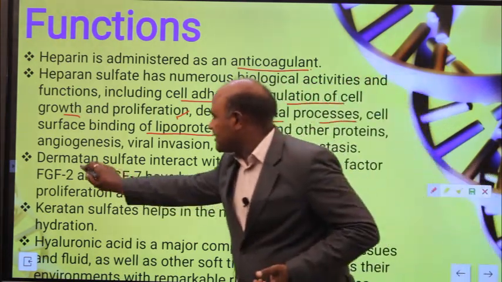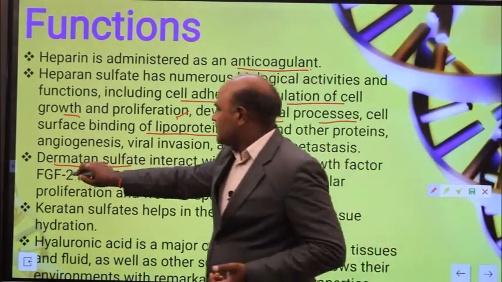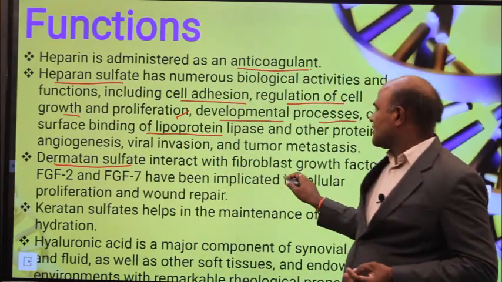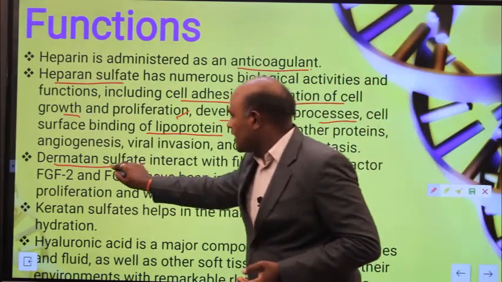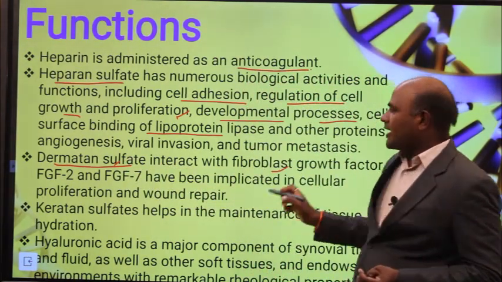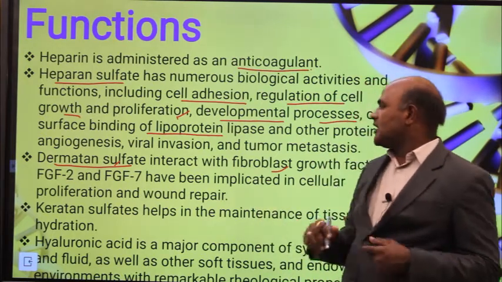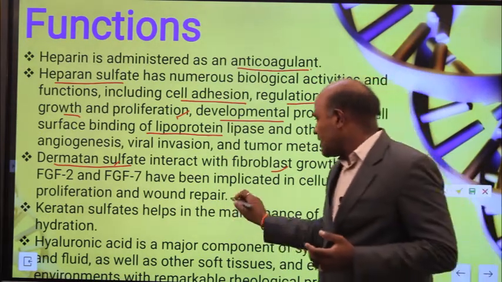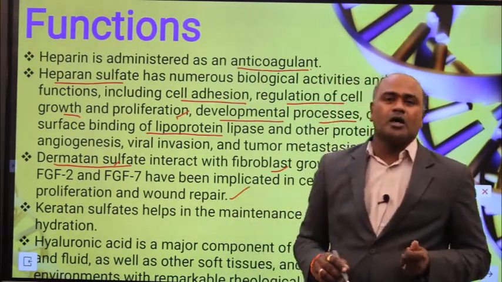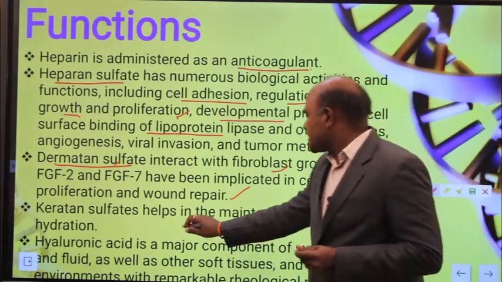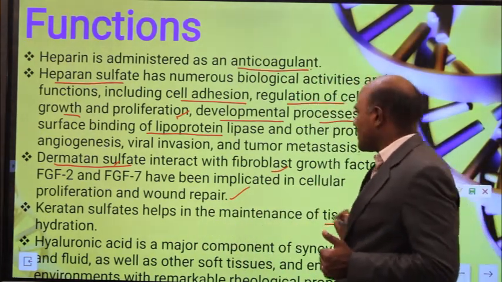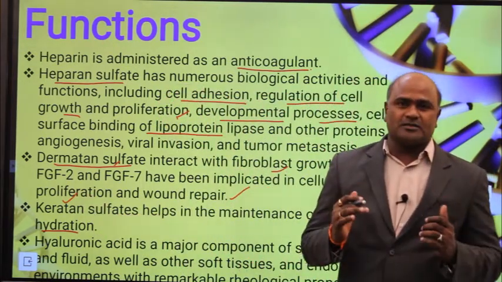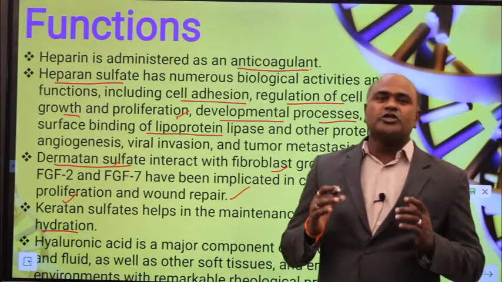And then dermatan sulfate. This one, dermatan sulfate, interacts with fibroblast growth factors FGF2 and FGF7, which have been implicated in cellular proliferation and wound repair. Keratan sulfate helps in the maintenance of tissue hydration.